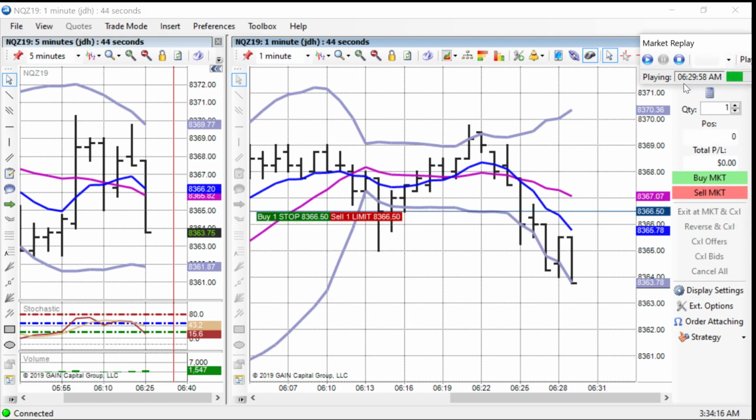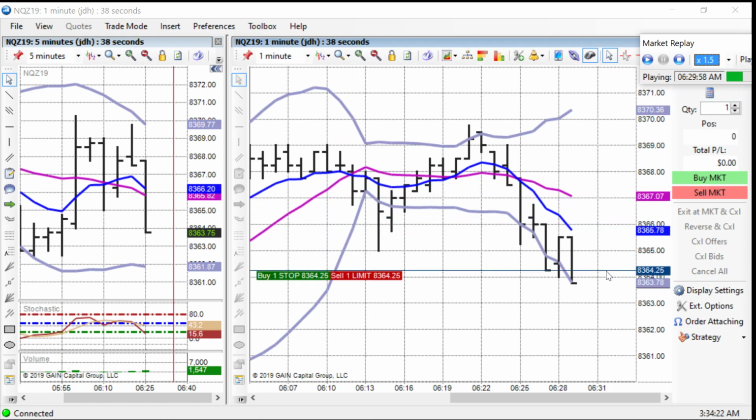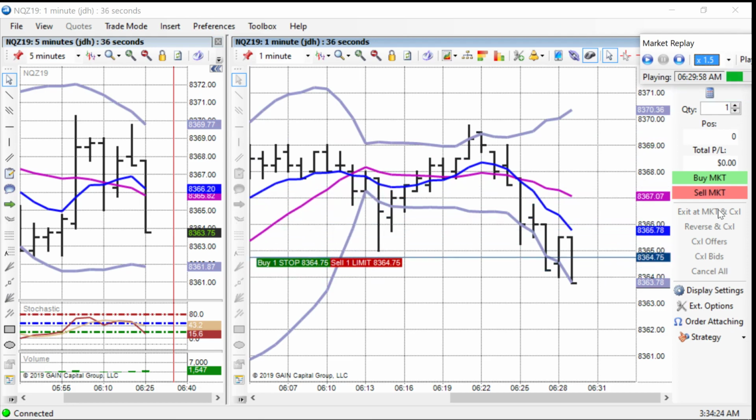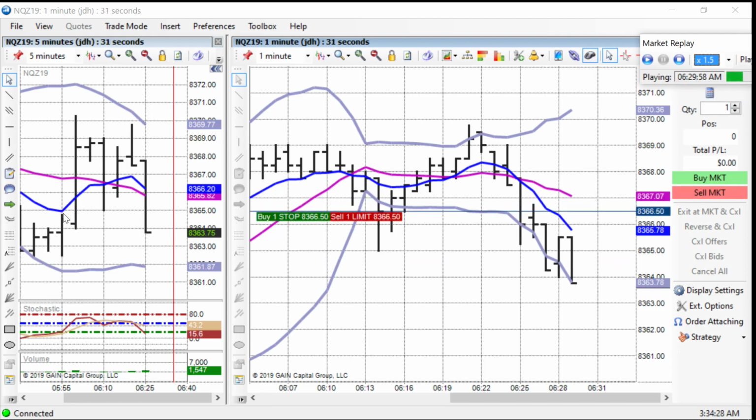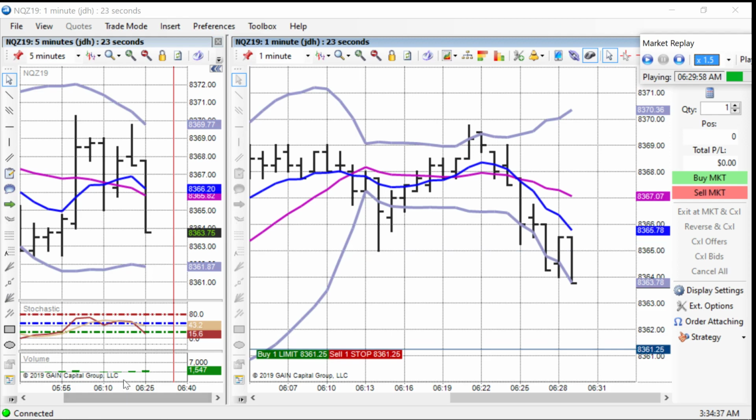So I've stopped the time right here at 7:29 or 6:29, which is the opening of the U.S. market, which opens at 6:30. And you can see right here what the overnight market would look like prior to the U.S. Open.